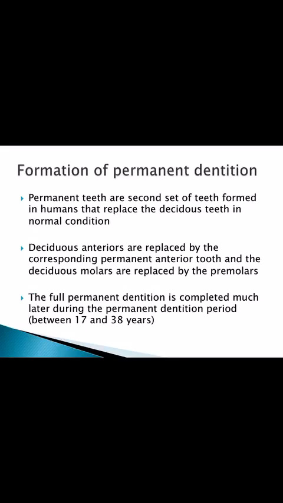There are 32 permanent teeth, 16 in each arch and 8 in each quadrant. Deciduous anteriors are replaced by the corresponding permanent anterior teeth, and the deciduous molars are replaced by the permanent premolars. The full permanent dentition is completed much later, during the permanent dentition period, which is between 17 and 38 years.